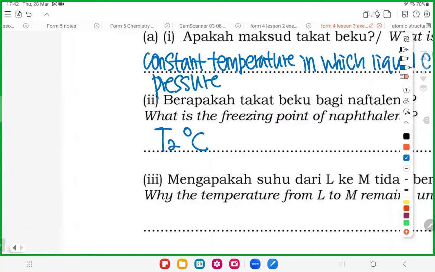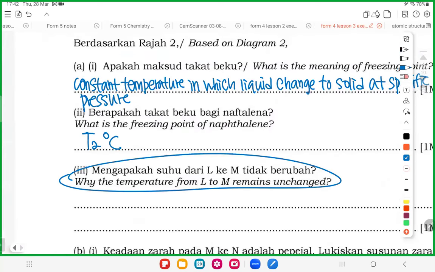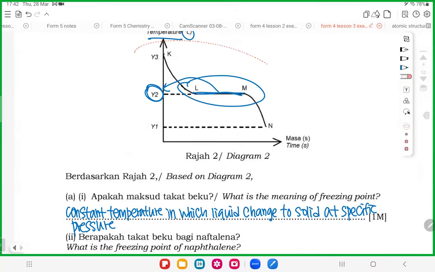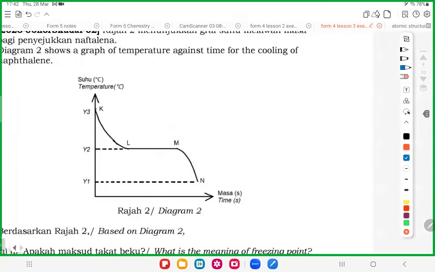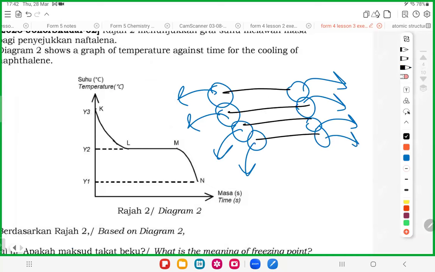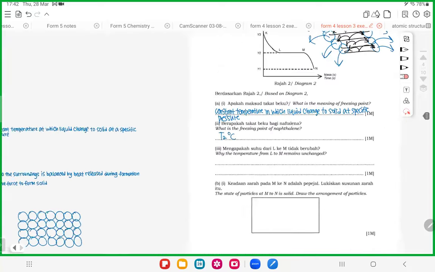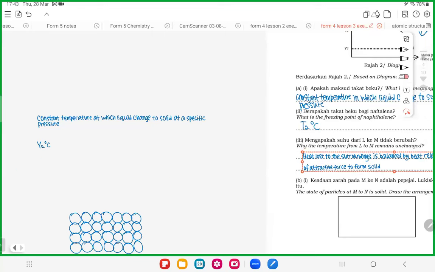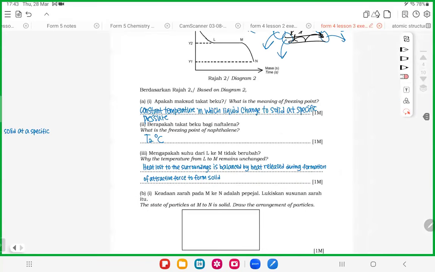So Y2 degrees Celsius. Why did the temperature from L to M not change? We know that temperature didn't change from L to M. L to M is freezing. So I said just now, during freezing, what happened? During freezing, the liquid loses some energy to the surrounding. But at the same time, the liquid joins together to form solid. When they join together, they get back some extra energy. So the energy they throw to the surrounding is the same as the energy they get back when they join together. So this is the answer, right? The heat loss to the surrounding is balanced by the heat release during formation of attraction force.